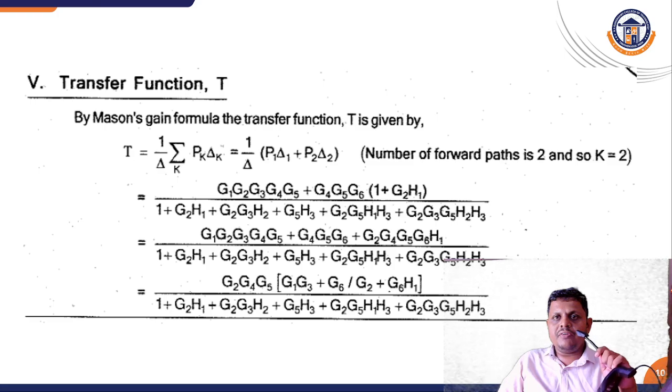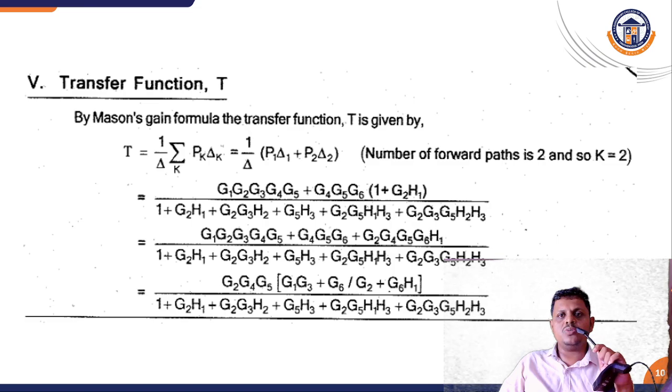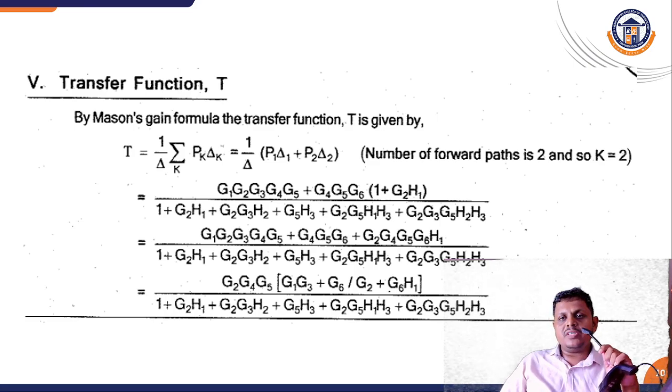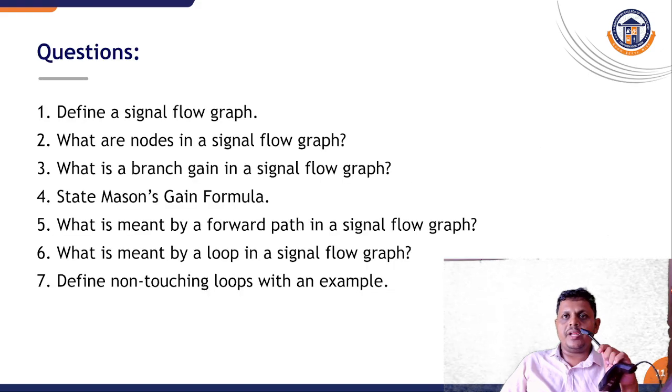Applying all the details, we get the final equation as G2 G4 G5 into G1 G3 plus G6 by G2 plus G6 H1, divided by 1 plus G2 H1 minus G2 G3 H2 plus G5 H3 minus G2 G5 H1 H3 plus G2 G3 G5 H2 H3. So this is the final transfer function, which is output divided by input, C of S divided by R of S.